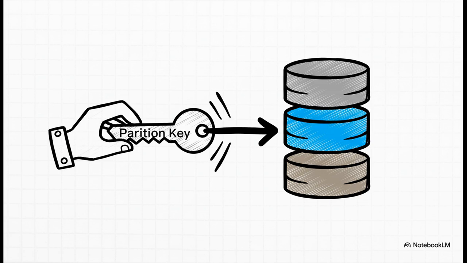The deal is you have to give it the main key, what we call the partition key. A great way to think about it is like a street address. DynamoDB uses that key to go directly to the exact physical location where your data lives. There's no guesswork. It's that direct, targeted lookup that makes it incredibly fast.